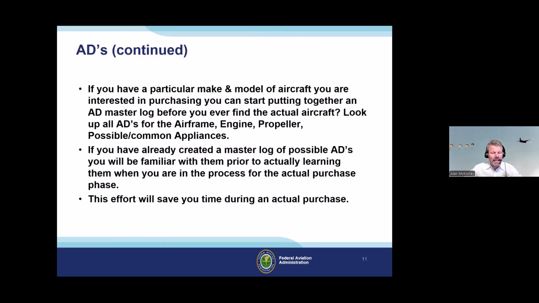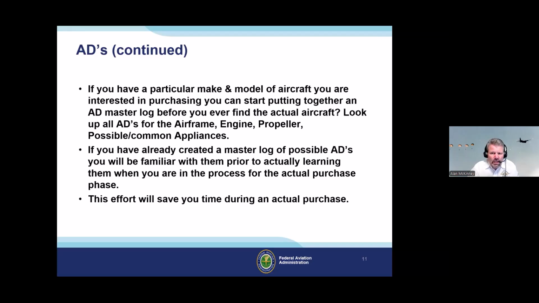Okay, ADs continued. So again, we already talked about, let's say the Cessna 172 is the aircraft that you're interested in. And again, we kind of talked and said, look, if you're looking to purchase this aircraft, my goal is this time next year, I'm going to start my search for the perfect 172. So, if I want, I can start doing some homework now. I can create a master list of ADs because I know the make and model.